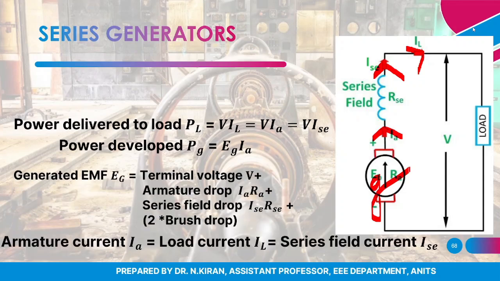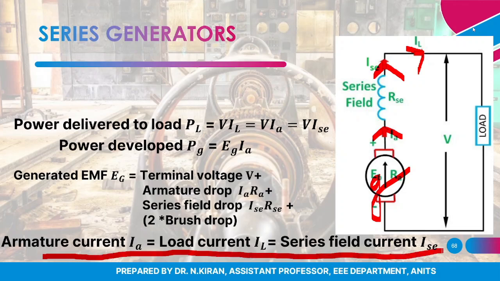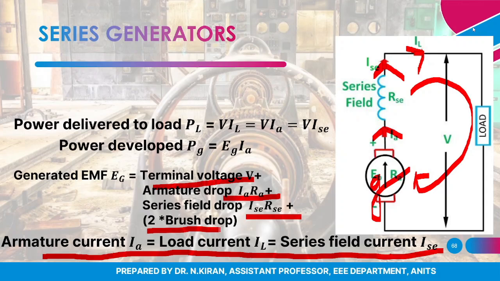So this I have already told you: IA is equal to IL is equal to ISC. So if I apply KVL here, I'll get the expression for generated EMF to be V plus IARA plus ISC RSC plus 2 into brush drop.